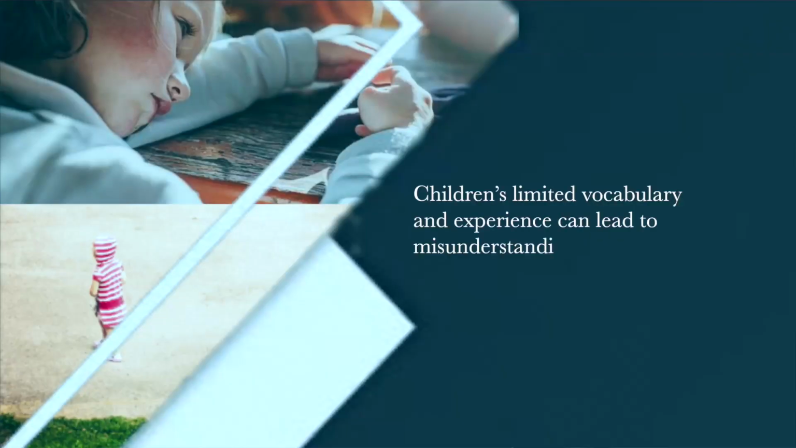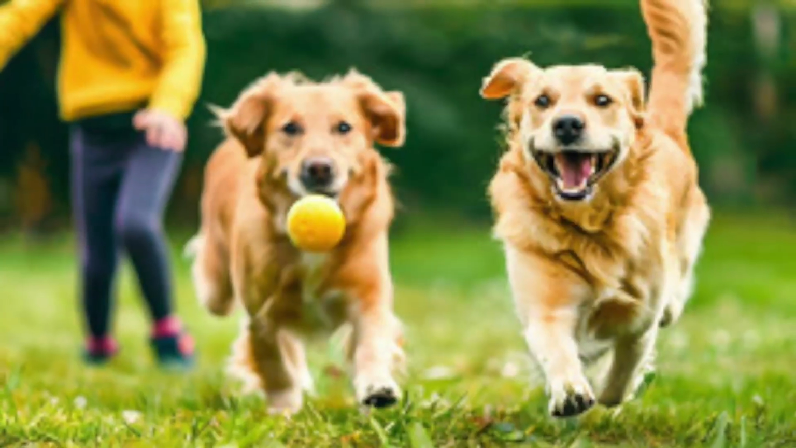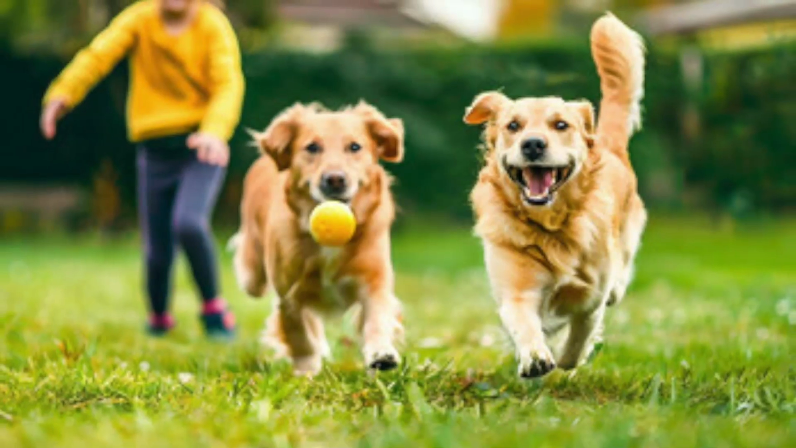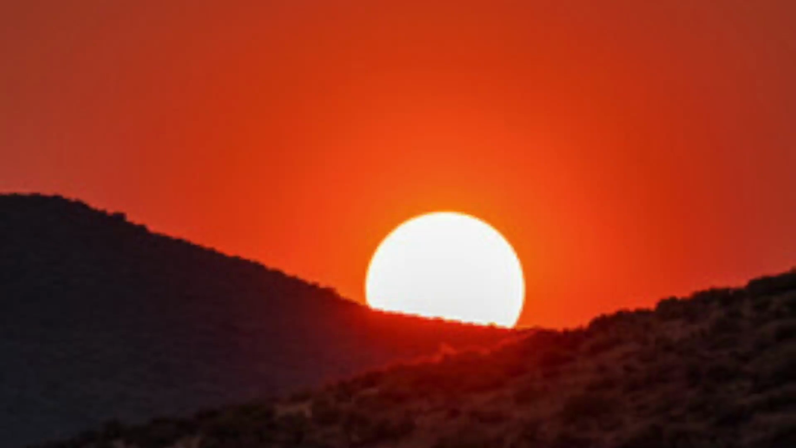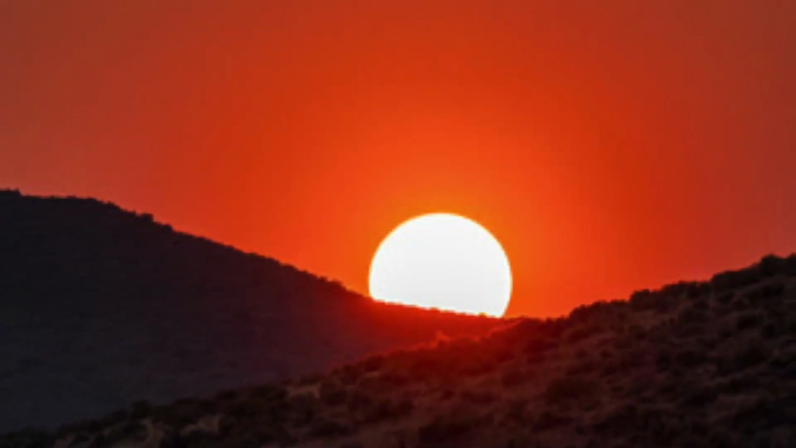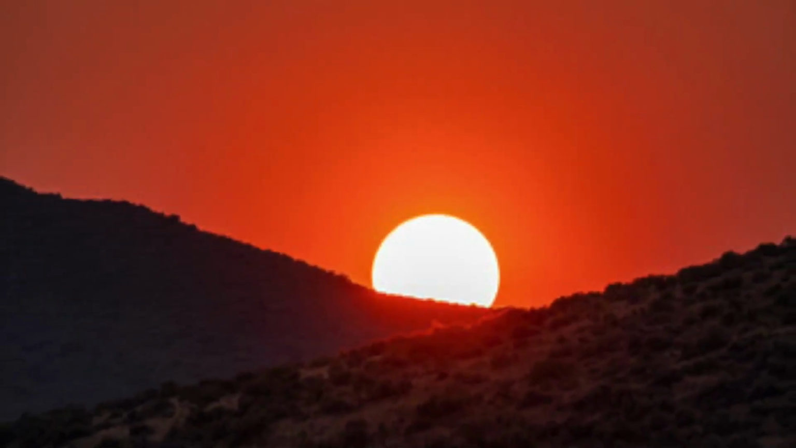Firstly, children's limited vocabulary and experience can lead to misunderstandings or inaccurate ideas about people, objects, or events. For example, a child may see a cow and a dog in a field and call both of them dogs simply because they both have 4 legs and a tail. Similarly, a child who hears the phrase, "the sun goes to sleep," may literally believe that the sun rests at night, leading to confusion about natural processes. Such misconceptions may persist if not corrected early and could create barriers to learning more complex ideas later in life.